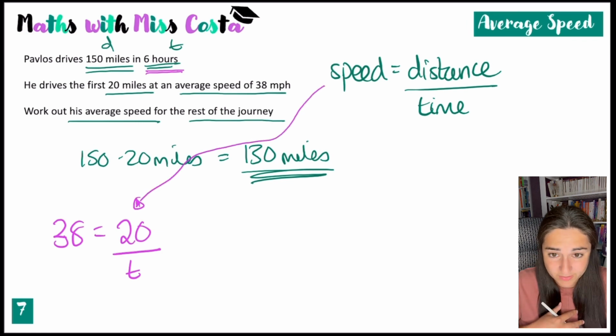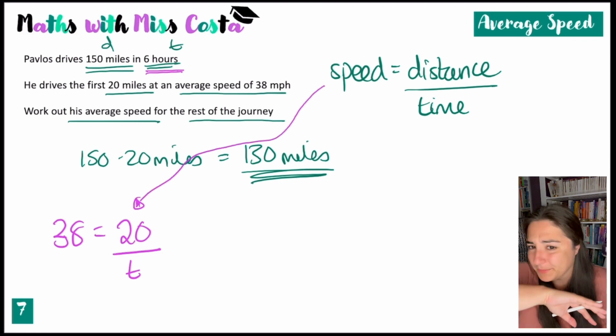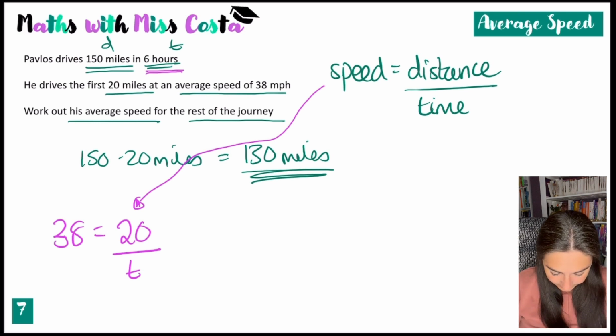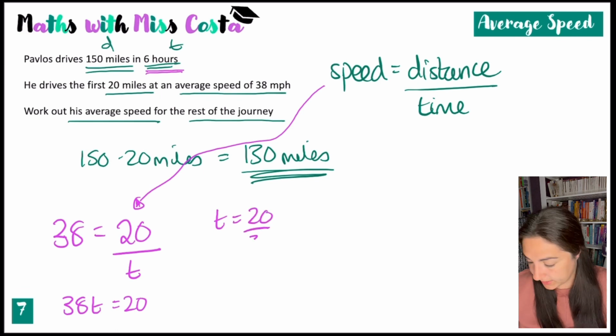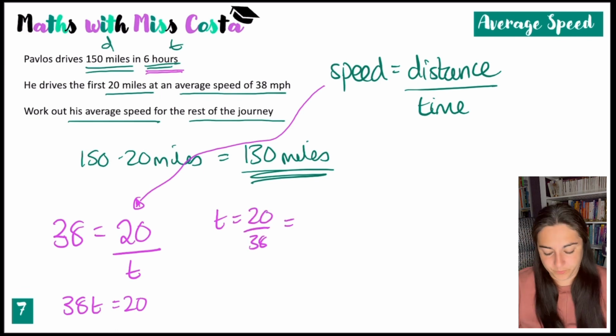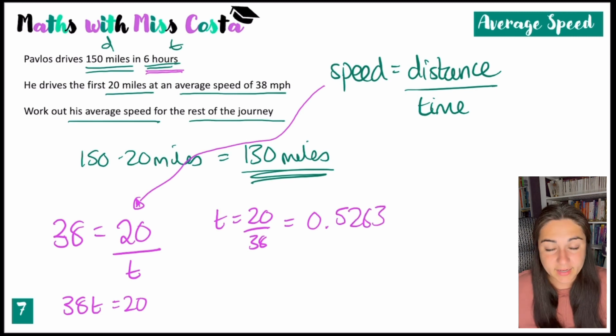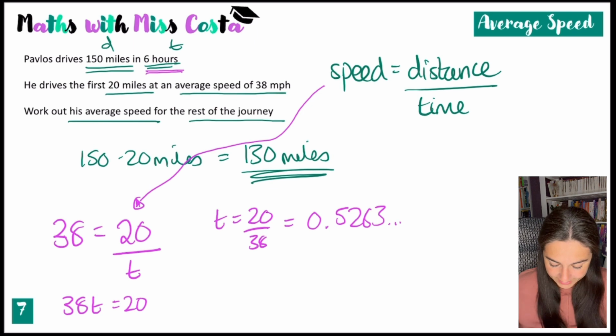I can rearrange it. So times both sides by t. 38t is 20. And then divide both sides by 38. So the time would be 20 over 38, which is, oh, this is nasty. Okay, 0.5263 recurring hours. Now remember, hours always need to be written in terms of time.